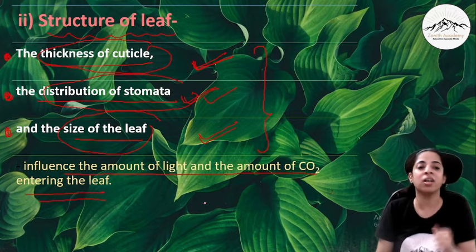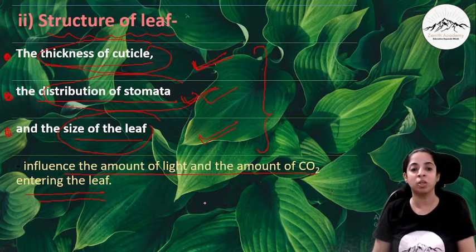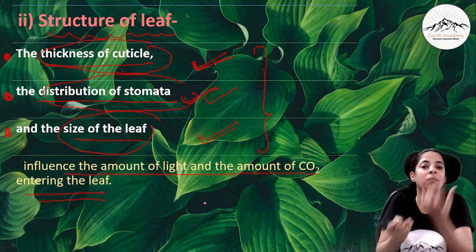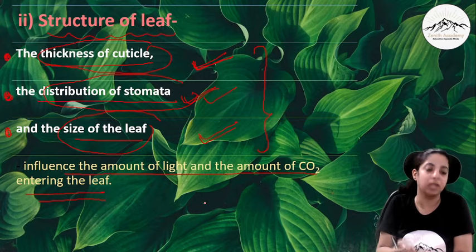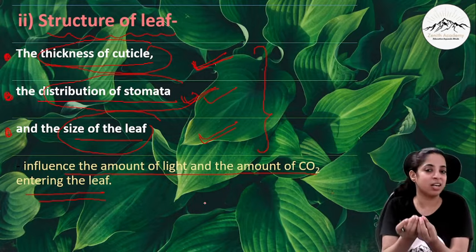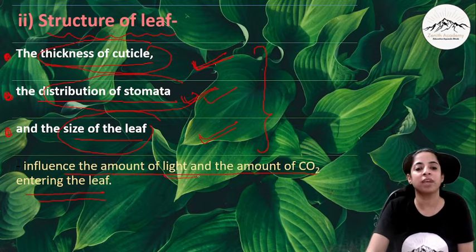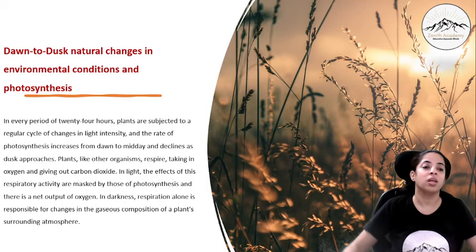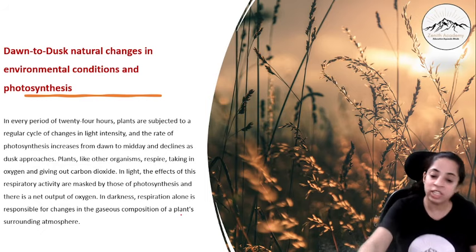So cuticle अगर thick है तो light कम enter हो पाएगी. Okay, size of the leaf अगर छोटी है तो कम light absorb कर पाएगा. Right? Stomata is less, then less carbon dioxide comes in. Stomata is more, then more carbon dioxide comes in. And you guys already know कि amount of light और CO2 कैसे affect करता है photosynthesis को. Next is, so these were the factors.